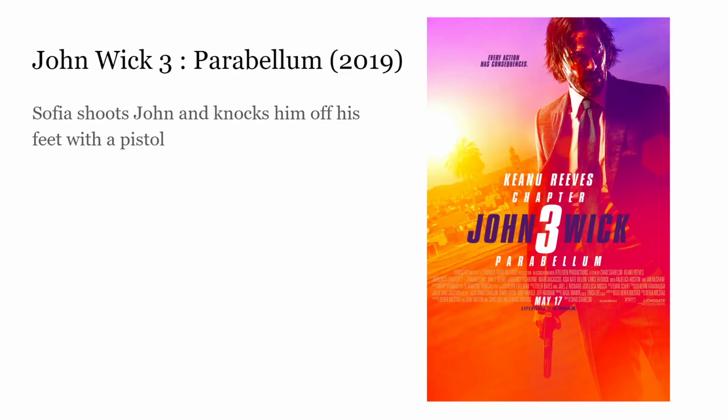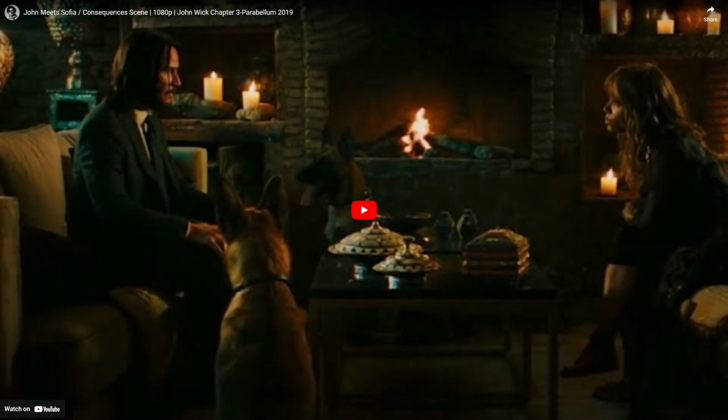Now we're going to take a look at another John Wick film, John Wick 3: Parabellum. There's a scene where Sophia, a character in the film, shoots John with a pistol, and it knocks him off his feet. Let's first take a look at the scene.